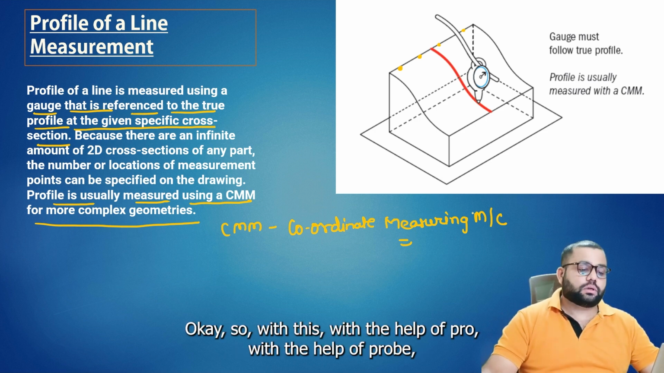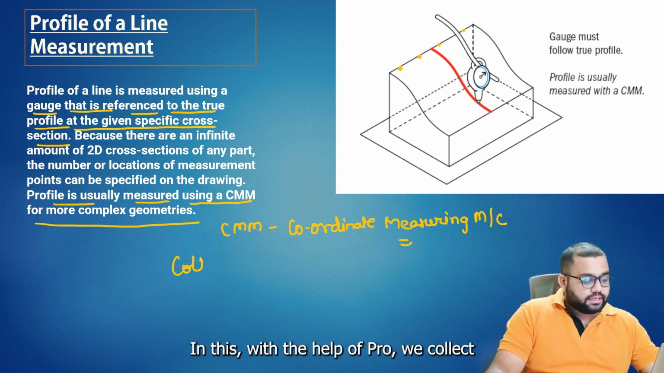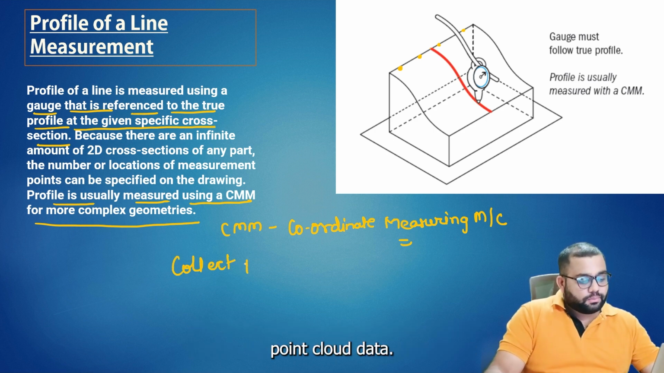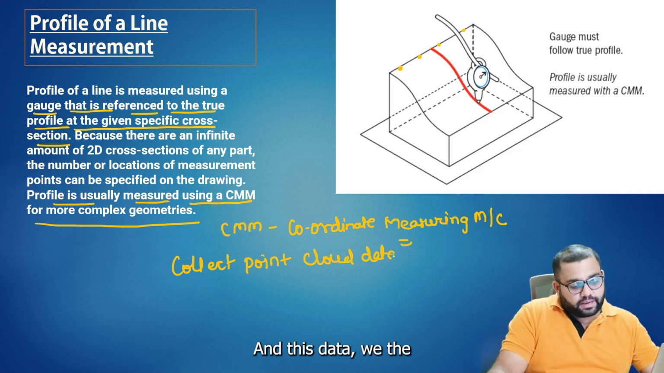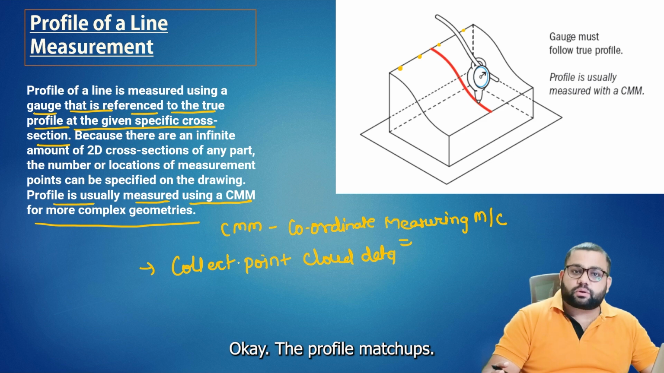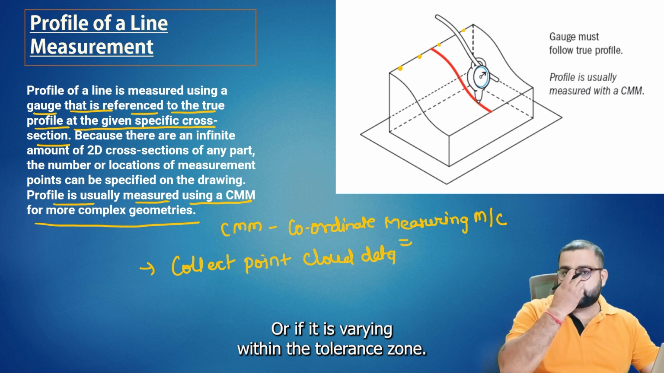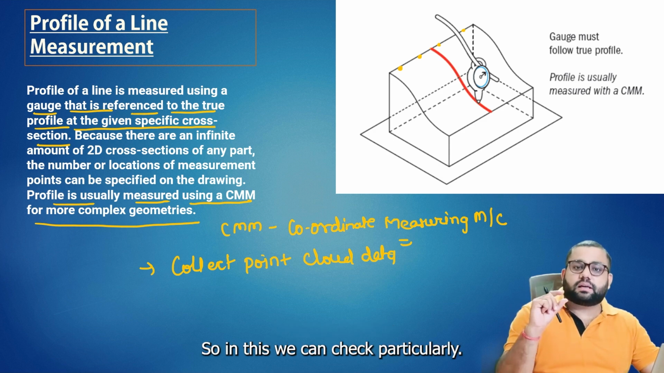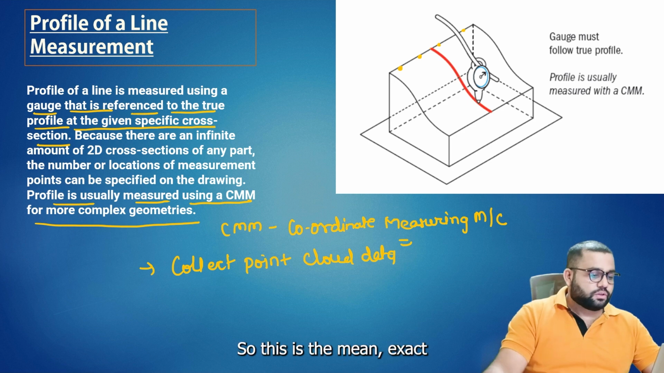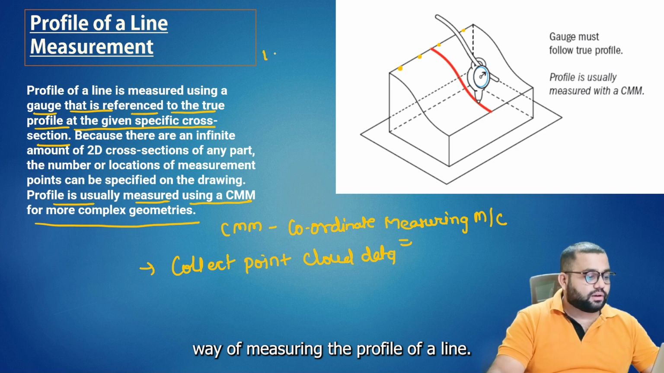Okay. So with the help of the probe, we check these points and collect point cloud data. This data we match up with the 3D CAD model. If the profile matches up, that means it is within the tolerance zone. Or if it is varying within the tolerance zone, in this we can check particularly. So this is the main way of measuring the profile of a line.